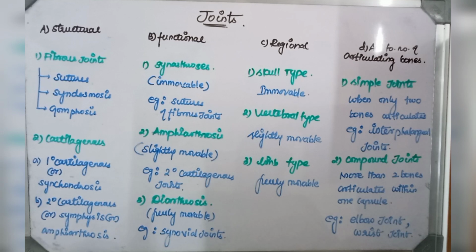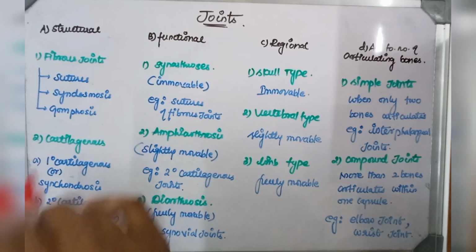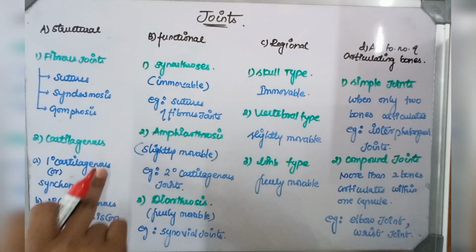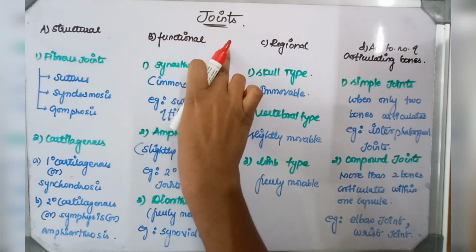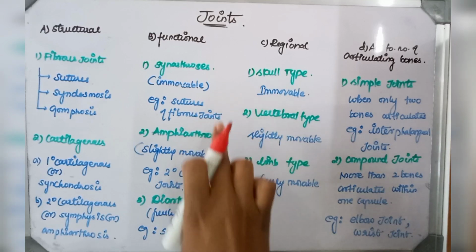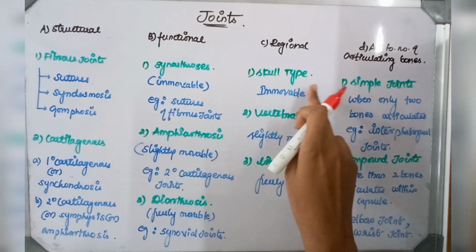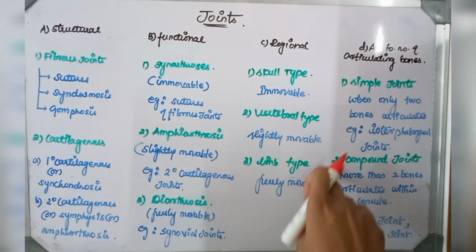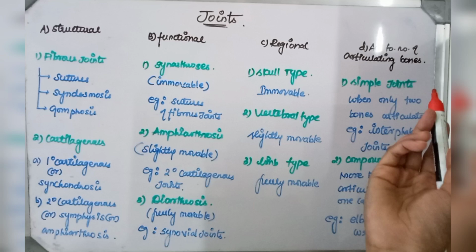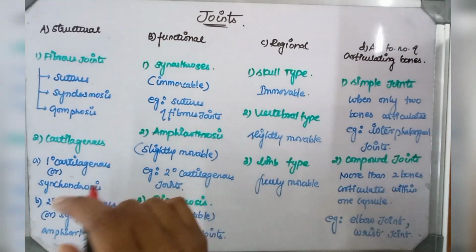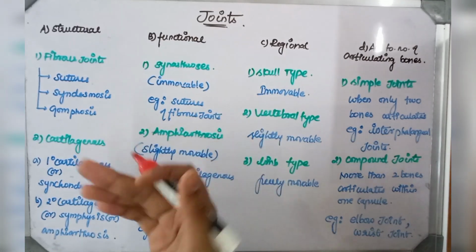So let us see about the types of joints actually. Here we are classifying joints according to four criteria actually. So according to structural, it is classified as three: fibrous joint, cartilaginous joint and synovial joint. So functionally it is classified into synarthrosis, amphiarthrosis, diarthrosis, and regionally it is again classified into skull type, vertebral type and limb type, and according to the number of articulating bones it is classified as simple joint, compound joint and complex joints. So these are all the classifications according to four criteria.